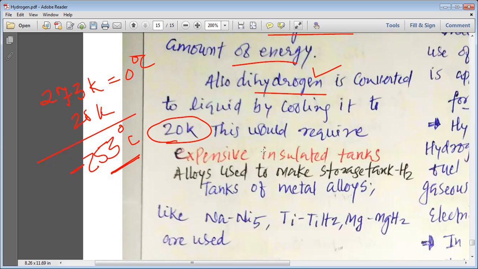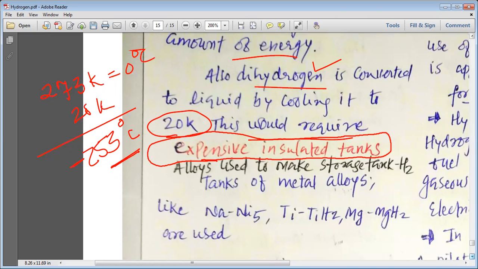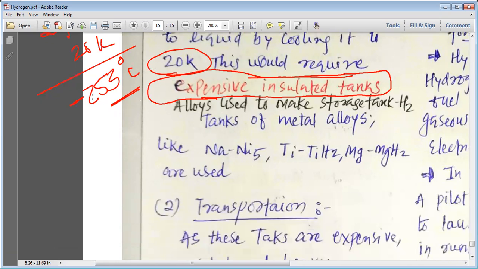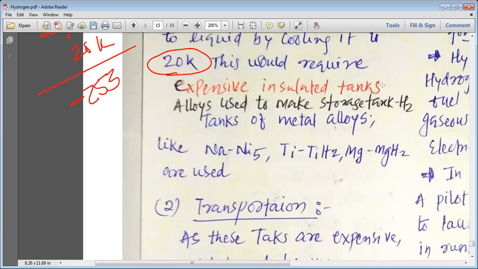This would require expensive insulated tanks, so that we can store this hydrogen at minus 253 degrees centigrade. Thus the tanks which are used to cool down the hydrogen are very expensive and very heavy.